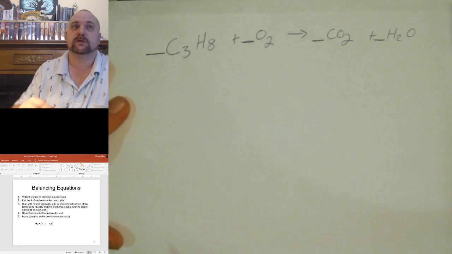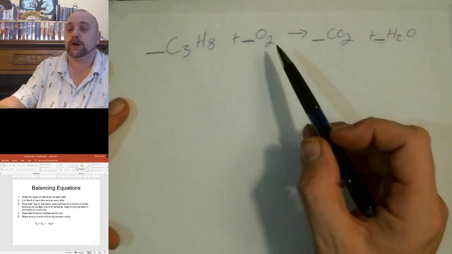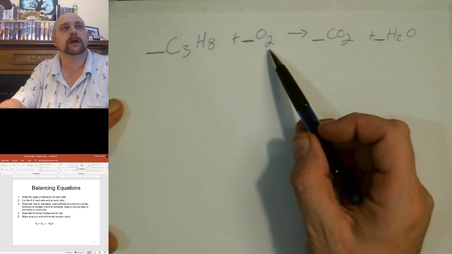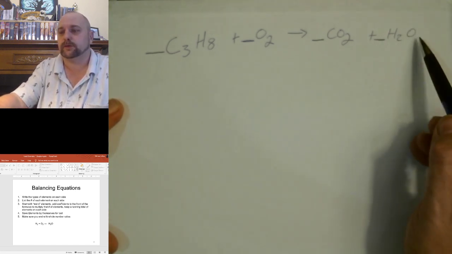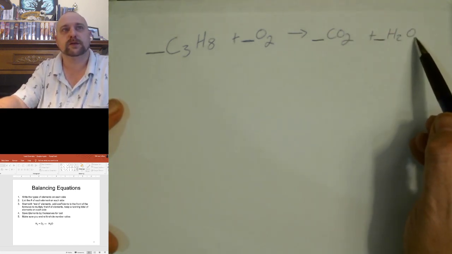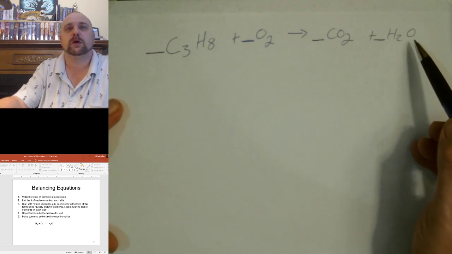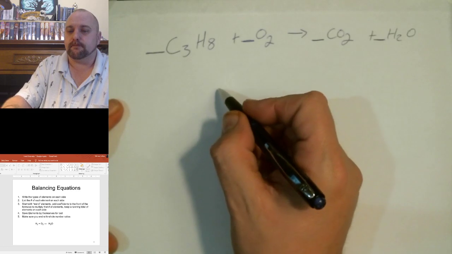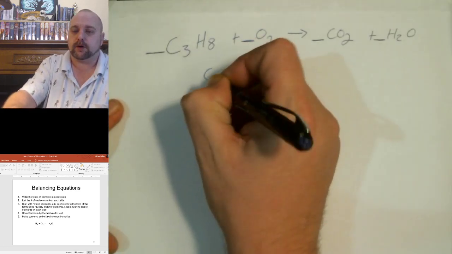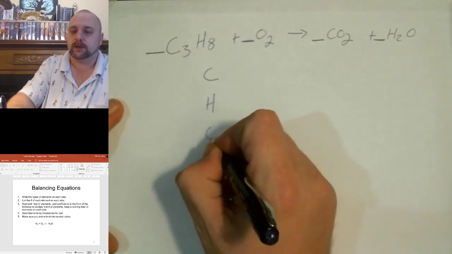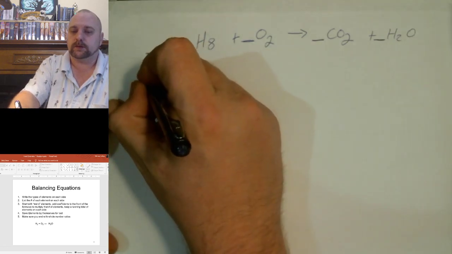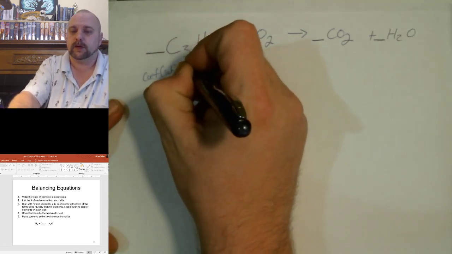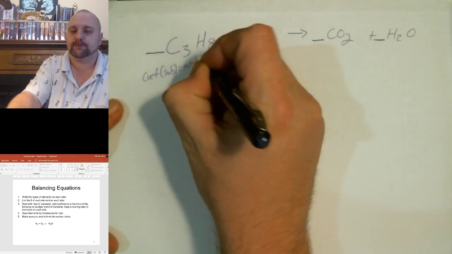So this equation has 4 coefficients. We are not allowed to change the subscripts because that would change the identity of that compound. And so if I, for instance, change this to a 2 instead of a 1, it stops being water and becomes hydrogen peroxide. So the math that I will do here, I have carbon, hydrogen, and oxygen, is really just going to be coefficient times subscript, and that'll be equal to my total.